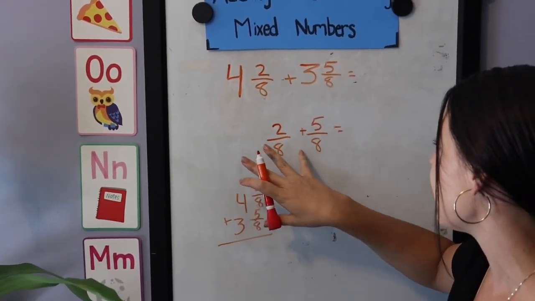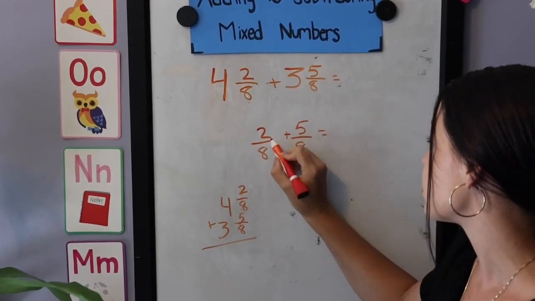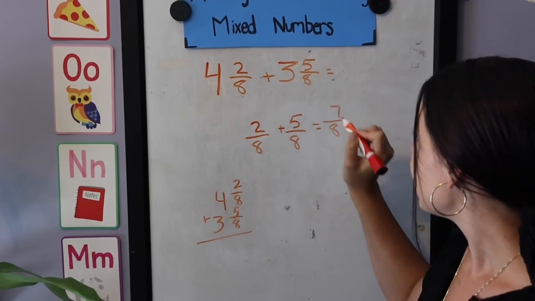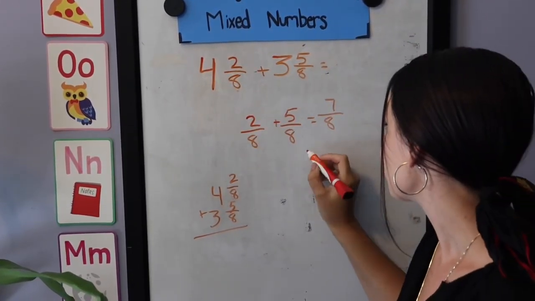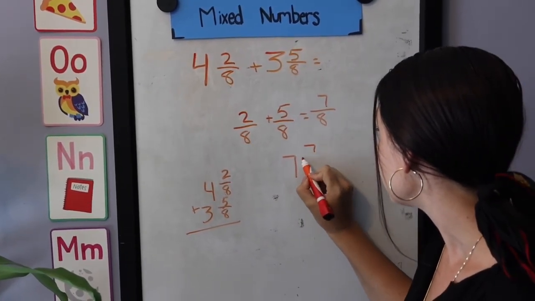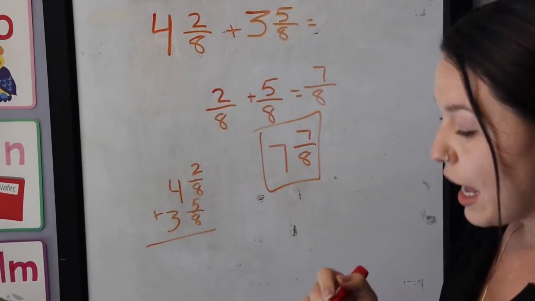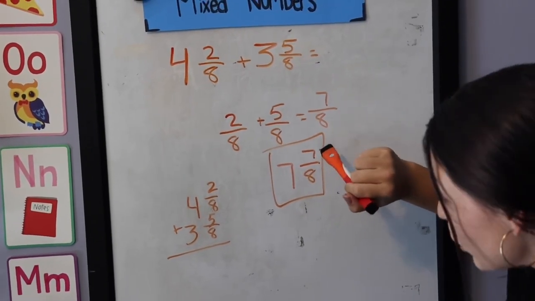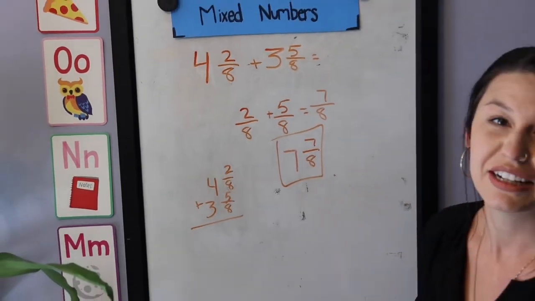So we're going to do 2/8 plus 5/8. Since they have the same denominator, we can just add straight across. So 2 plus 5 equals 7/8. And then we come to the whole numbers, and it's 4 plus 3. So 4 plus 3 is 7. Don't forget about your fractions. So the total is 7 7/8. That's your answer. And then we know we can't simplify this because the numerator is 1 less than the denominator.